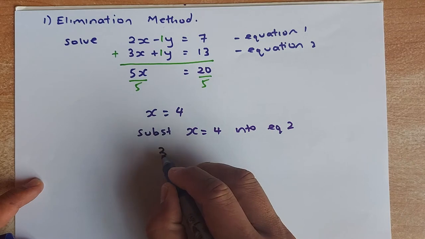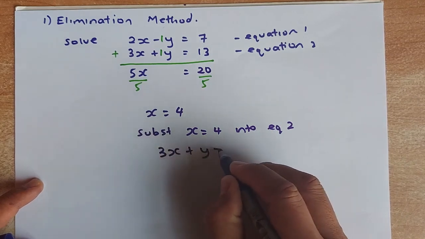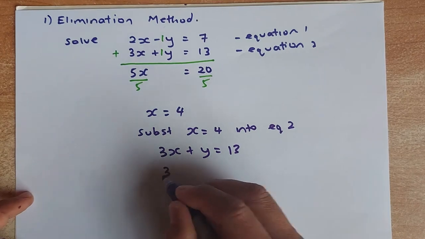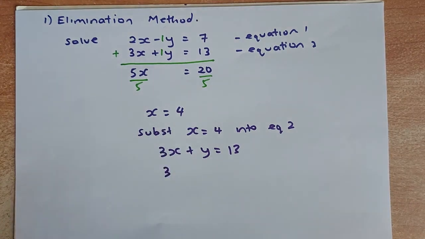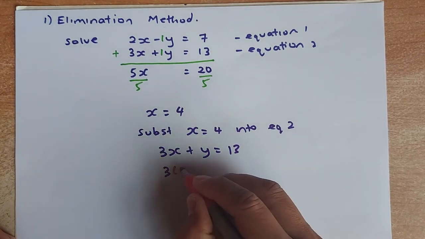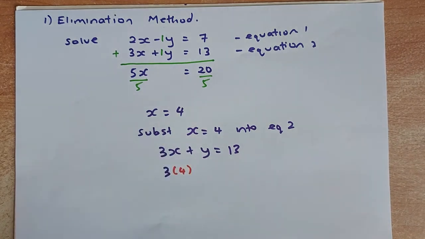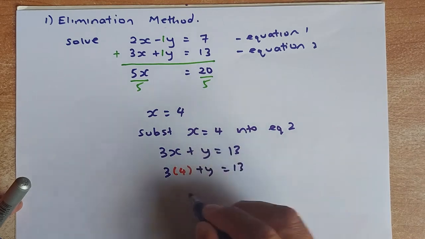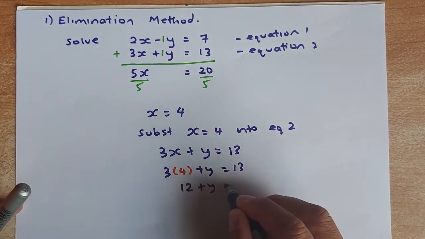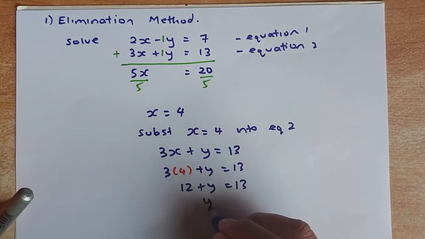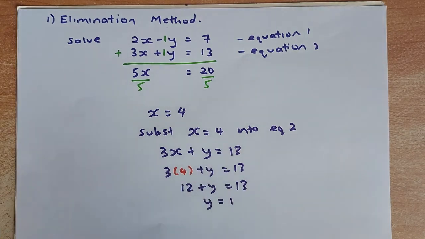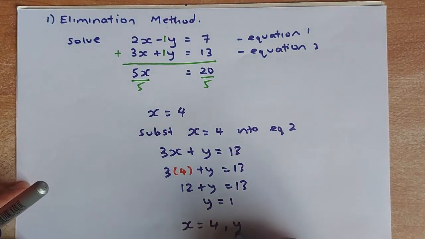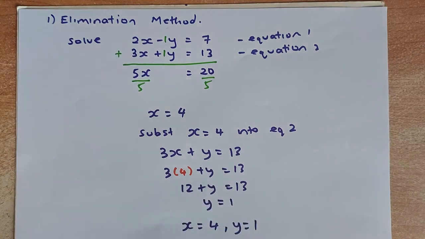The equation 2 is 3x plus y equals 13. Now you know that your x is 4, so you're going to replace x with 4, and then we're going to solve it. 3 times 4 plus y equals 13. So 12 plus y equals 13. Minus 12 on both sides, y equals 1. And so you have found that x equals 4 and y equals 1. And that will be the solution.